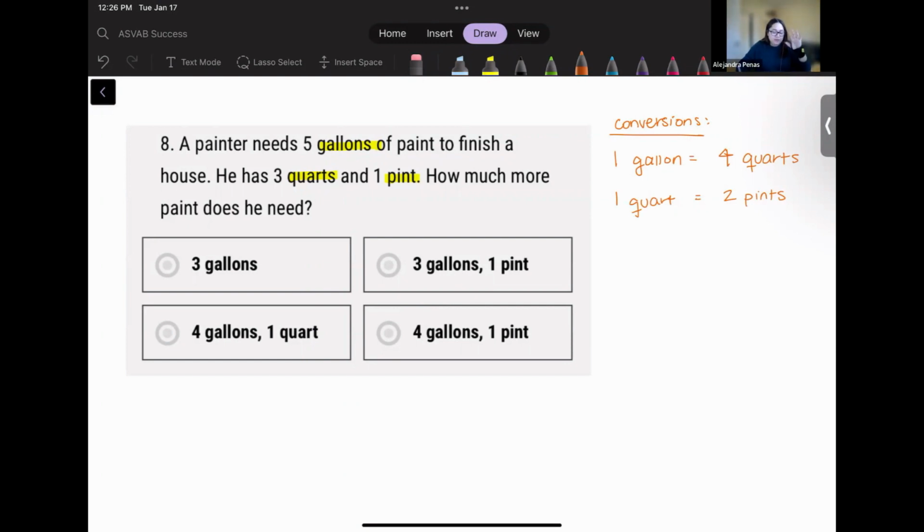We need a total of 5 gallons. He has 3 quarts and 1 pint. So what I'm going to do is change that pint into a quart, add it to the 3 quarts, and then try to figure out how much am I missing from the 5 gallons. So I'm going to change everything to quarts first. We're going to have to change these 5 gallons. We need to figure out how many quarts that's going to be.